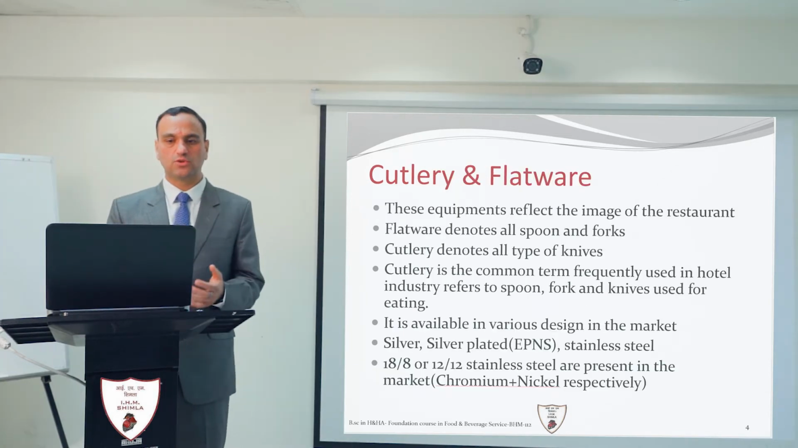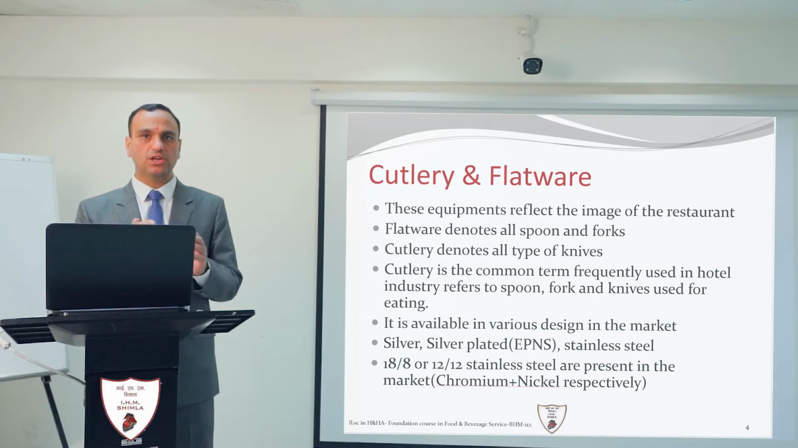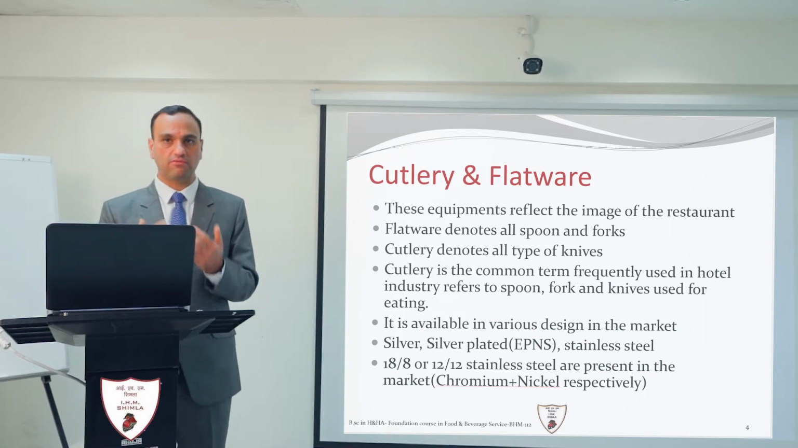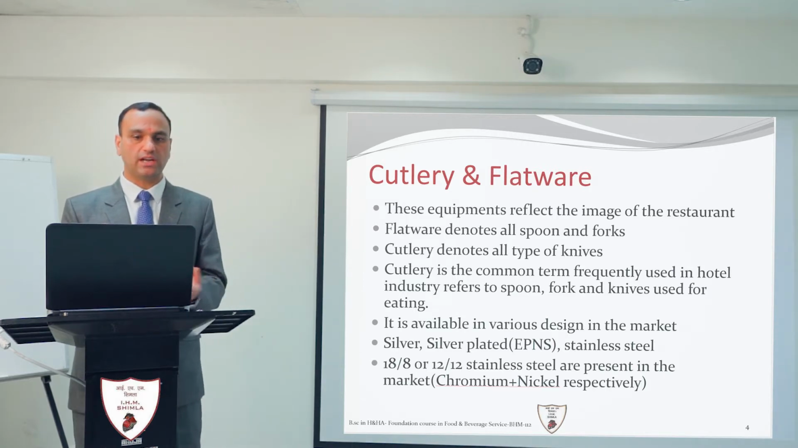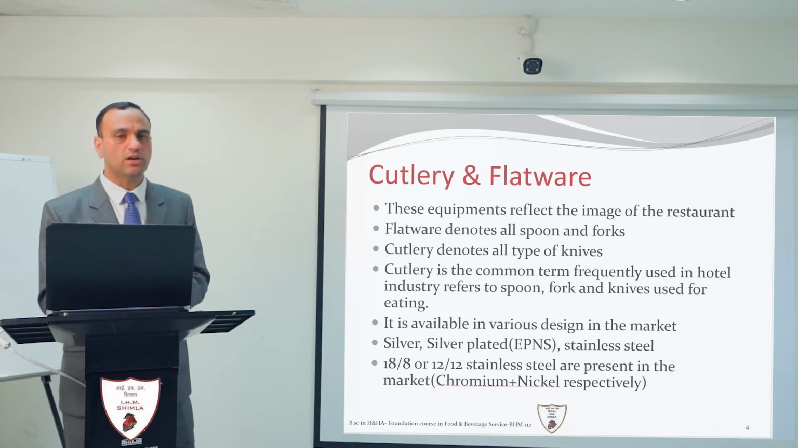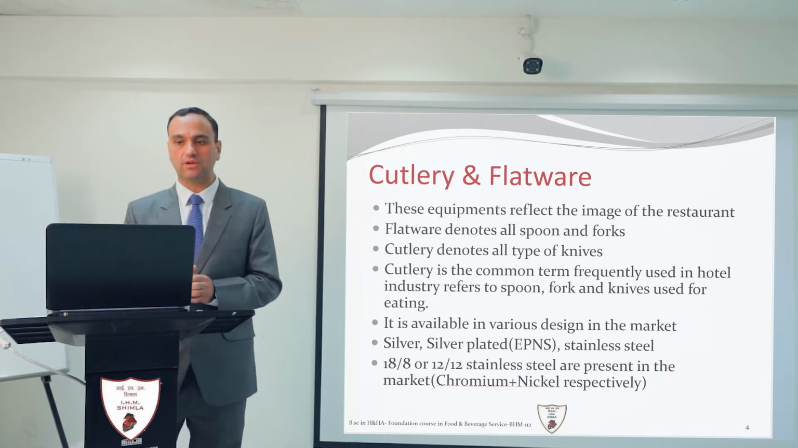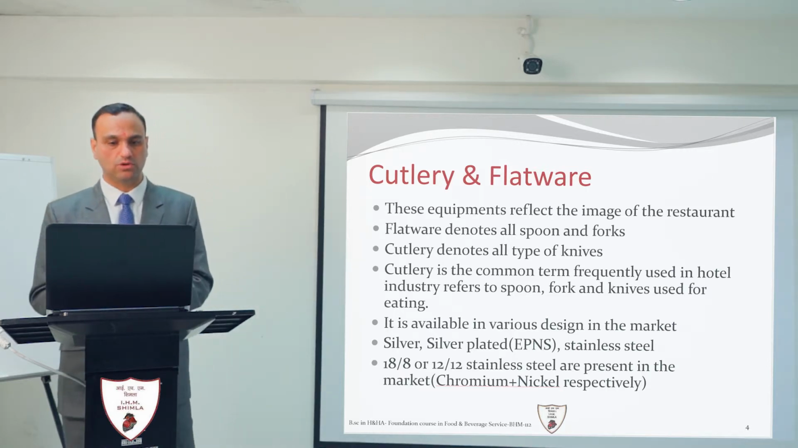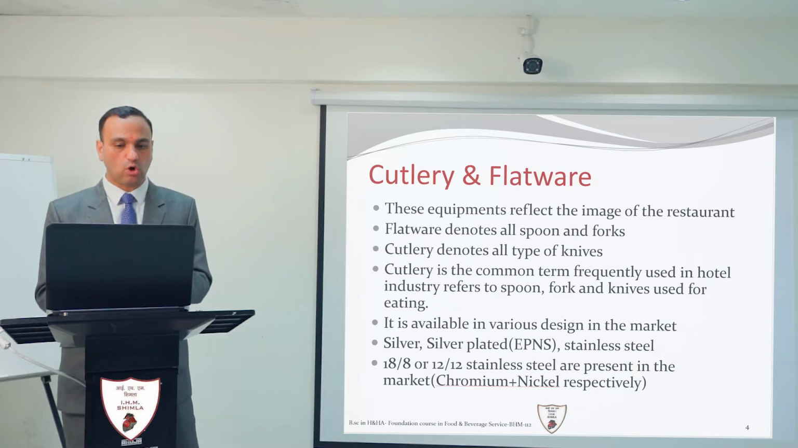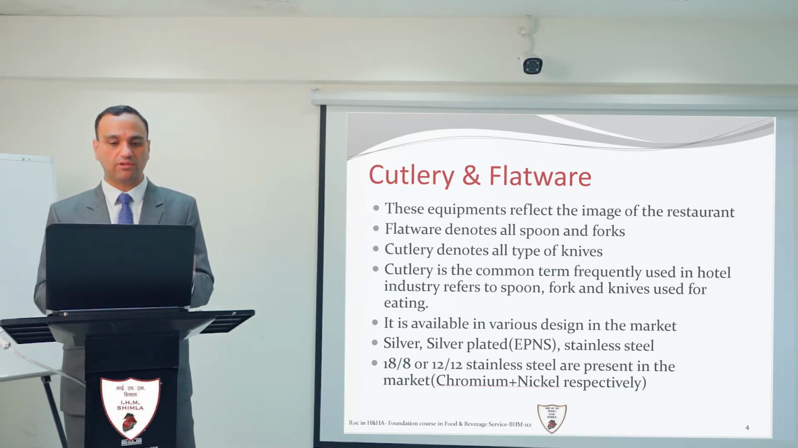Let us start today's session with cutlery and flatware. As we know, each piece of equipment reflects the image of the organization, the restaurant or any outlet. When we talk about cutlery and flatware, all the cutlery items refer to the knife and all the flatware items refer to the fork and spoon. They are very frequently used in a restaurant, so it is very important equipment. It is available in the market in various designs and forms.